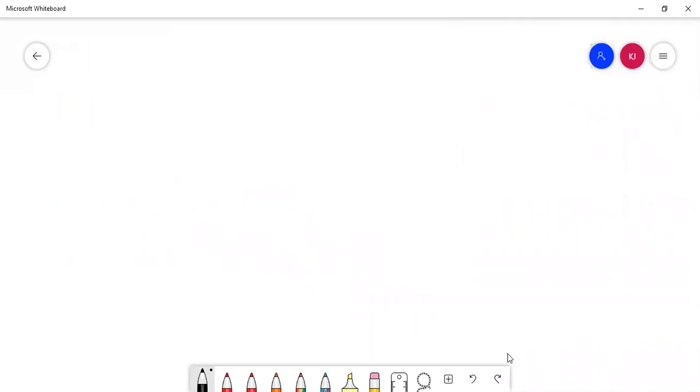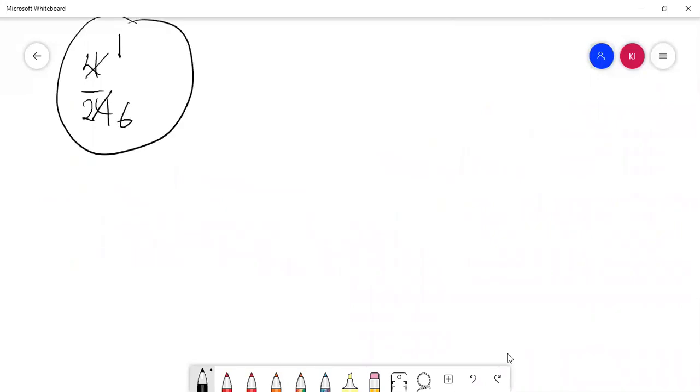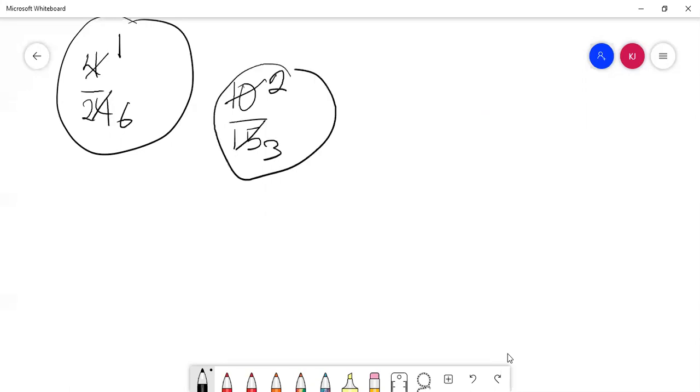Okay, so let's say you have 4 over 24, right? Like you said, 4 goes here 1 time, 4 goes here 6 times. Let's say you have something like 10 over 15. How would you simplify this? Let's go by 5. Okay, 5 goes here 2 times, 3 times. Okay, so you're good here.